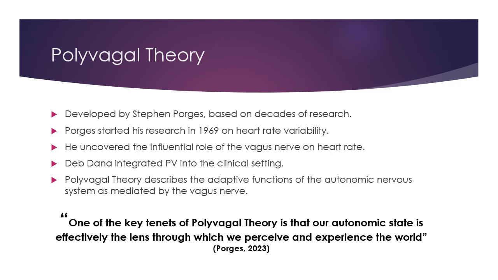The polyvagal theory describes the adaptive function of the autonomic nervous system as mediated by the vagus nerve. According to Stephen Porges, one of the key tenets of the polyvagal theory is that our autonomic state is effectively the lens through which we perceive and experience the world. Basically, our perception is our reality.